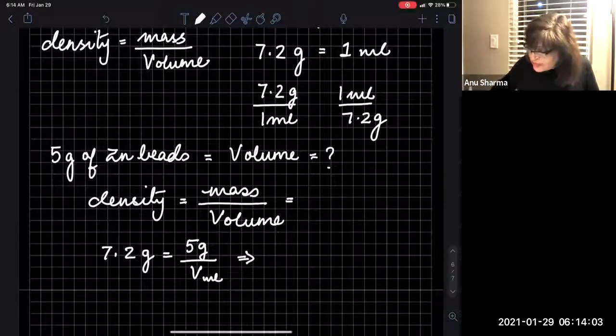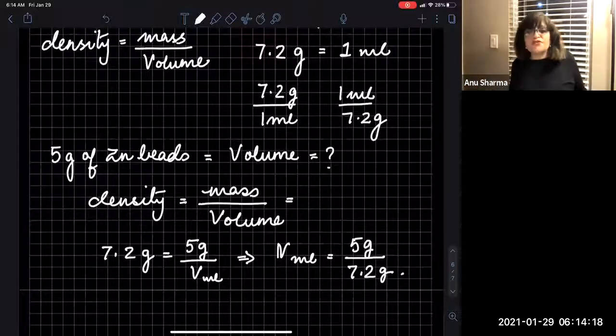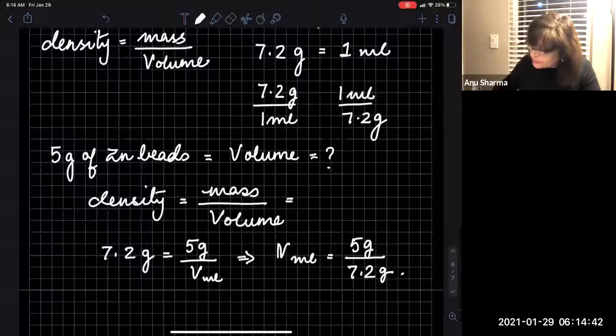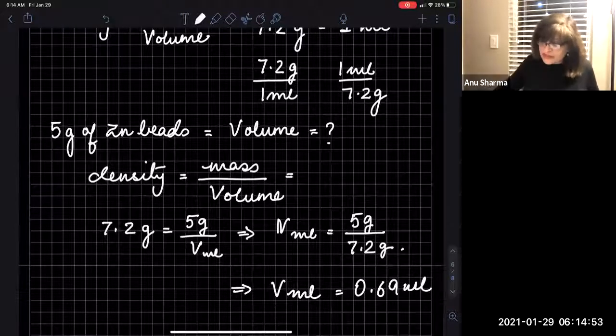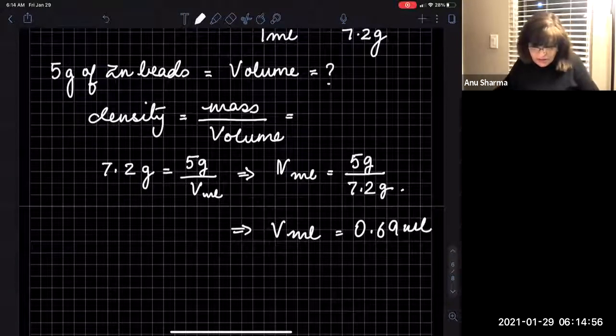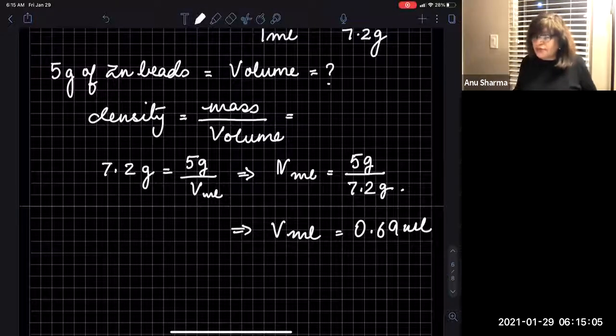So next we want to get rid of the volume, or in other words, the volume in milliliters is equal to 5 grams over 7.2 grams. Let's solve this one. So the volume in milliliters is equal to 0.69 milliliters. This is using the conversion factors, and once you have the density, you just have to split it into the conversion factors, then you can find any of the unknown entities as well.